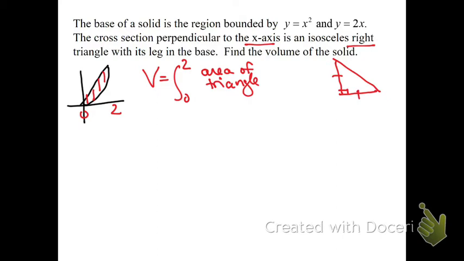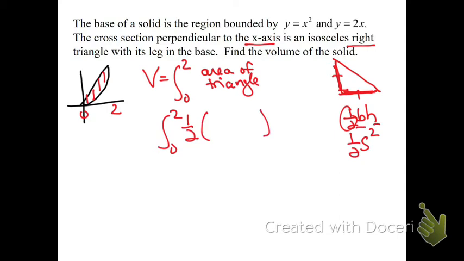The formula for the area of a triangle is 1/2 base times height, but since it's isosceles, it's going to be 1/2 of whatever this length is squared, because they're both the same. We call it s squared or whatever you want to call it. So my formula is going to be 1/2 base times height, but they're the same, so I'll just square it.